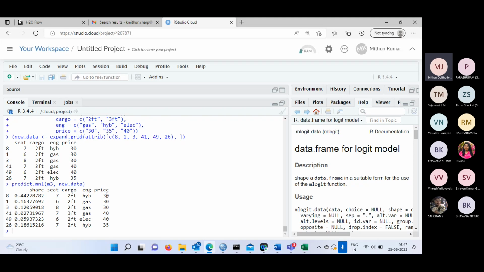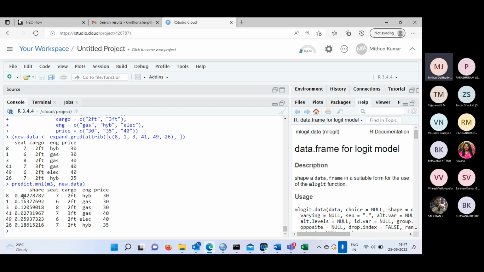So you can just think of this even from a demand and supply mechanism as well. If you're manufacturing vehicles, mostly I have to pay attention to this set of characteristics because the demand for this will be higher. 44%, right? So if you're manufacturing, mostly focus on 7-seater, 2 feet cargo, hybrid engine, price it at 30,000. That will command a market share of 44%. Next highest is a 6-seater gas engine type priced at $30,000. That will have a market share of 16%.